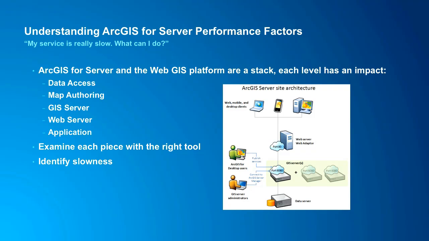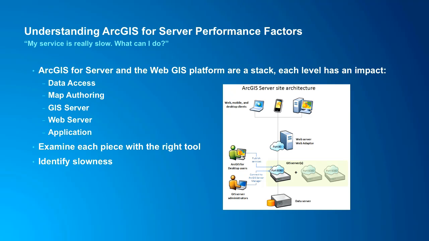So understanding the factors, that's really what you have to do. You have to understand that server is a stack, right? Server, portal, your web application, it's what we would call a software stack. It's got components. You have your front-end application. Maybe it's a custom JavaScript app. Maybe it's portal. Maybe it's server, or maybe it's just online. And they go down through a web server, probably, and then into your GIS server, which in turn talks to data somewhere else. So you can see there's a lot of tiers.